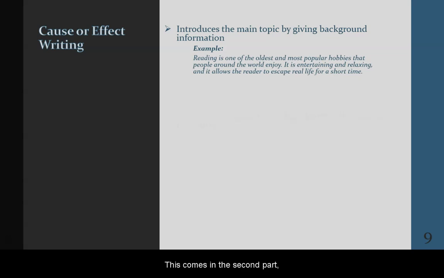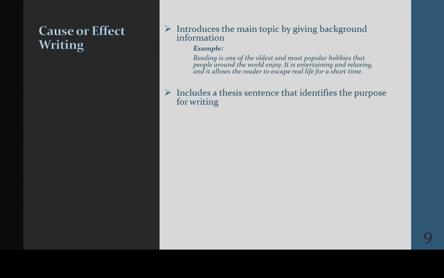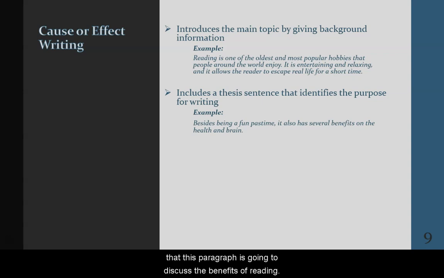This comes in the second part, when you include a thesis sentence that identifies the purpose for writing. For example, besides being a fun pastime, it also has several benefits on the health and brain. So now we know that this paragraph is going to discuss the benefits of reading.